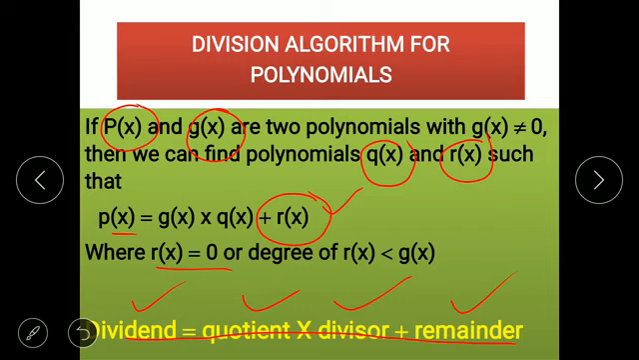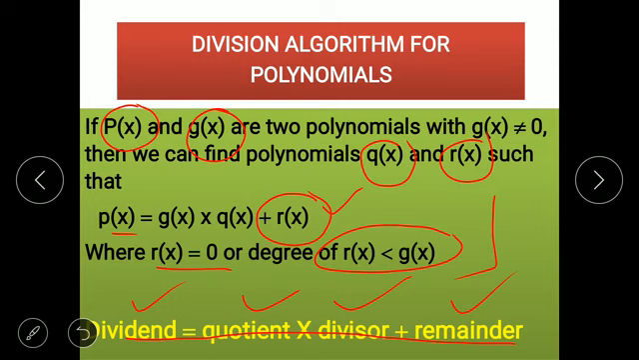Or the degree of this remainder polynomial will always be smaller than the degree of the divisor polynomial. And this relation is known as the division algorithm for polynomials. When you do the problems it will become more clear.